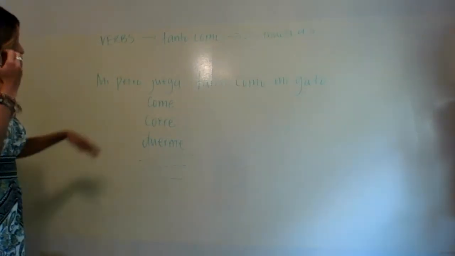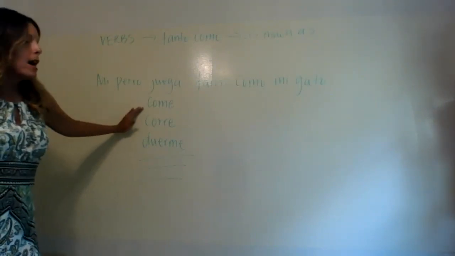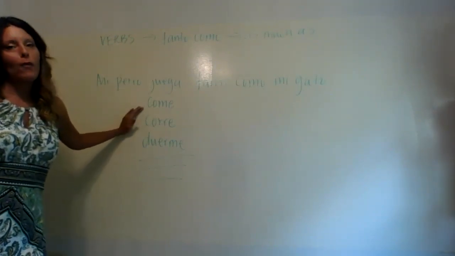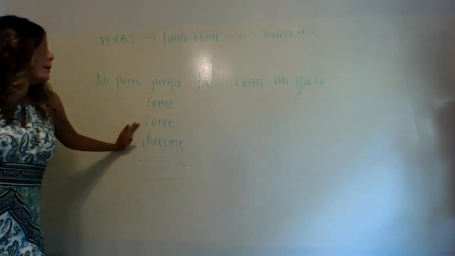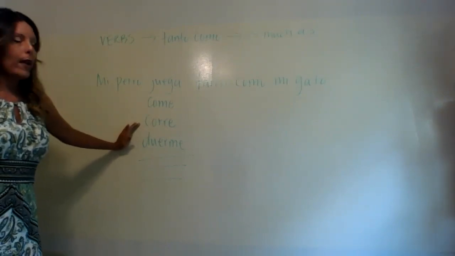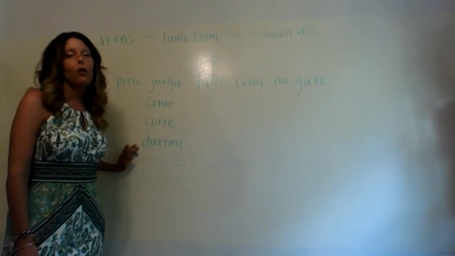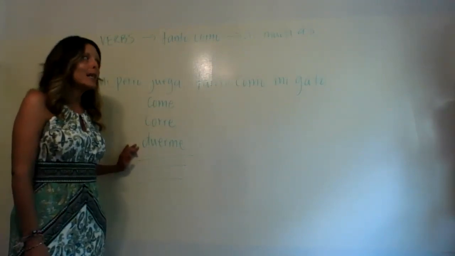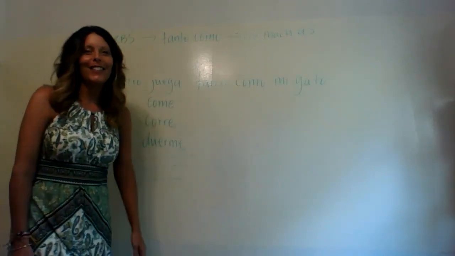So we have mi perro juega tanto como mi gato. Mi perro come tanto como mi gato. Mi perro corre, runs. Mi perro corre tanto como mi gato. And mi perro duerme tanto como mi gato. My dog sleeps as much as my cat. So that's all for comparisons of equality.